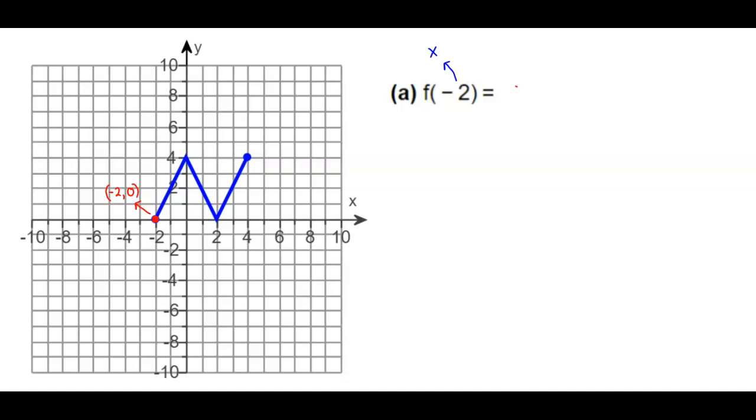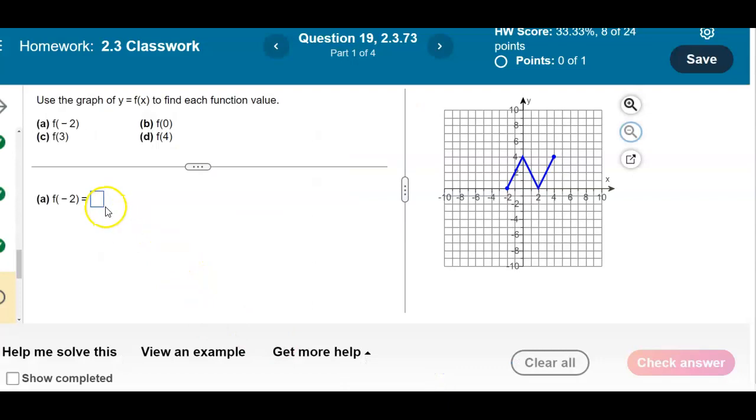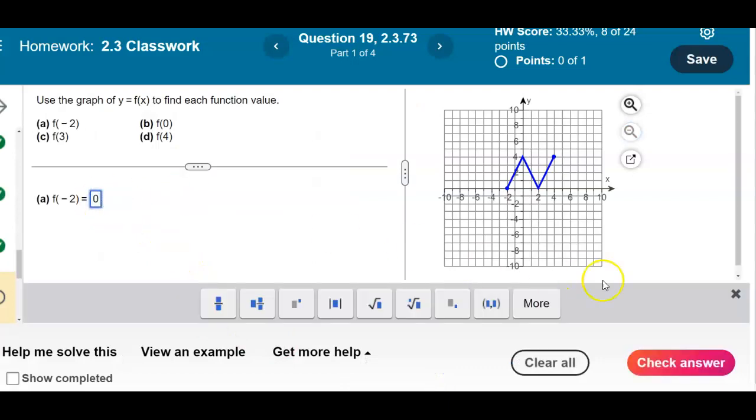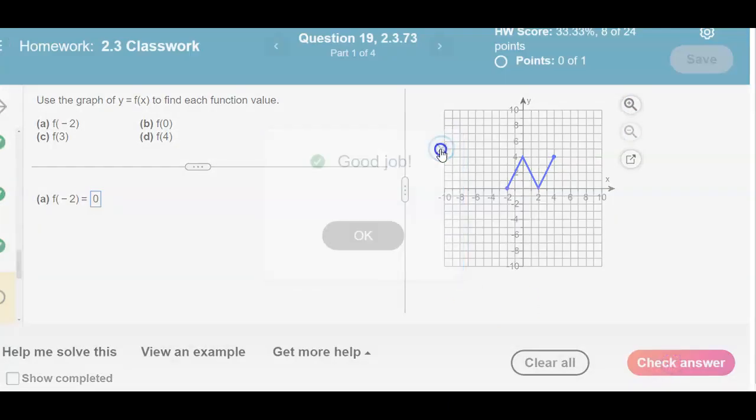So therefore the output is 0. That means that's the y value of that coordinate. So let's go ahead and put in our answer. Here's 0. Let's check our result, and there's our answer.